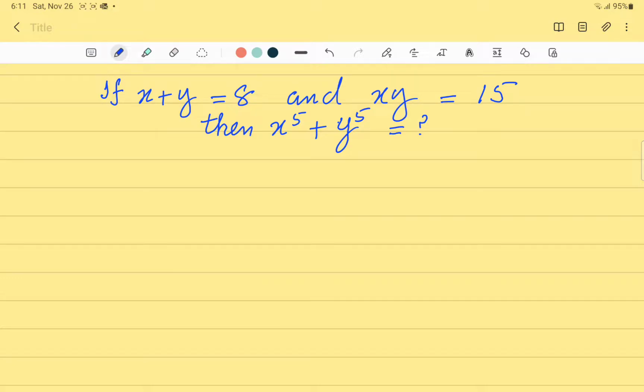In this video we are going to find the value of x raised to power 5 plus y raised to power 5 when x plus y and xy is given. Let's carry on with our solution.